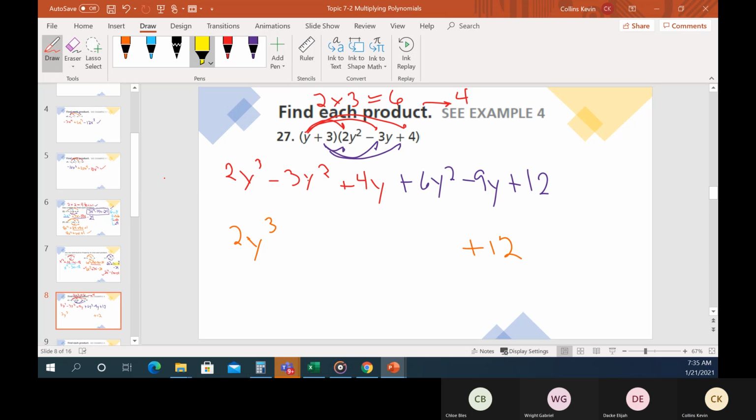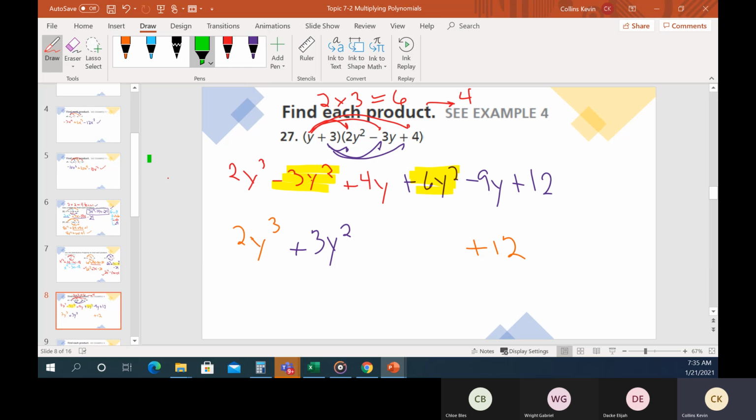Then we look for our y squared, which is going to be 2 of those guys. So here's minus 3y squared and plus 6y squared. So 6 minus 3 is 3. So this will be plus 3y squared. Okay, then we move on to our y terms. There's 4y and minus 9y, right? So 4 minus 9, that's going to be negative 5y.